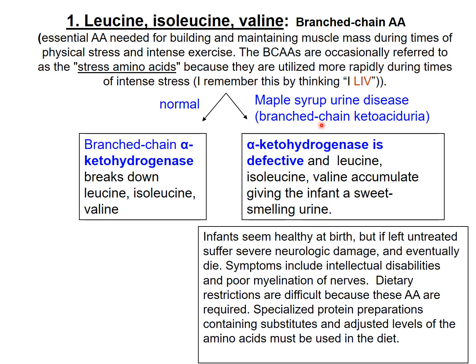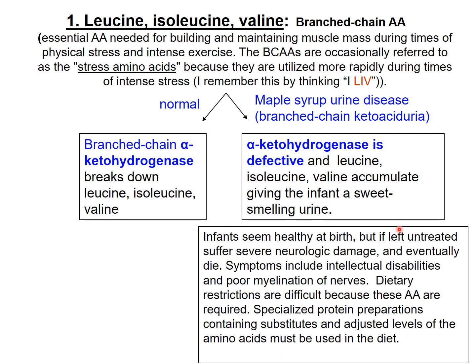Now, what happens when an important enzyme is missing from this pathway? The enzyme name is branched-chain alpha-ketoacid dehydrogenase. When it is defective, the branched chain amino acids cannot be used for energy generation. So leucine, isoleucine, and valine will accumulate and be excreted through the urine, and they will give a specific sweet smell to the urine. This is why we call it maple syrup urine disease.